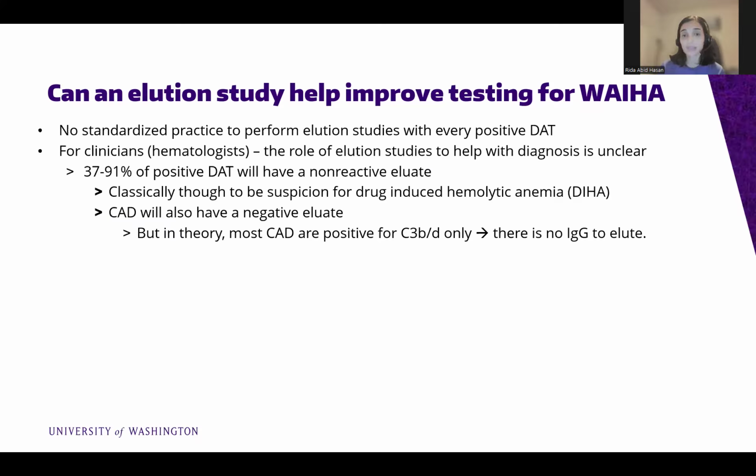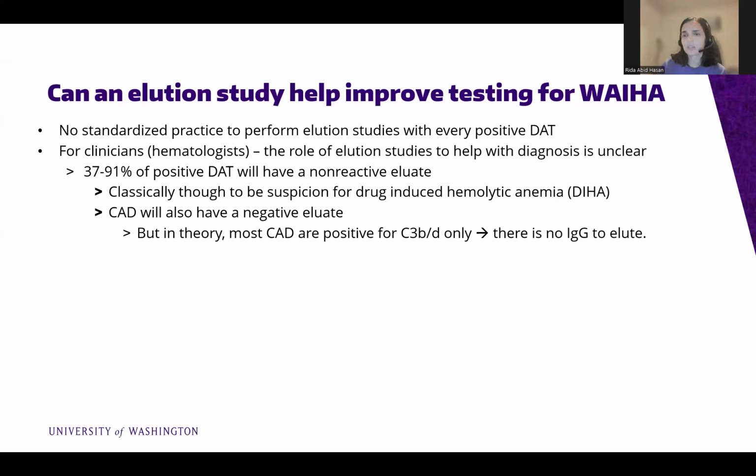I know when I was training, I didn't know to look at these results and that they would be helpful in my diagnosis. So the role is really unclear, specifically because we know that so many people have a non-reactive eluate. And classically, it's been taught, oh, if your DAT is positive and your eluate is negative, you should suspect a drug-induced hemolytic anemia. But actually, cold agglutinin disease will also have a positive DAT and negative eluate, and that's just not emphasized in the literature.